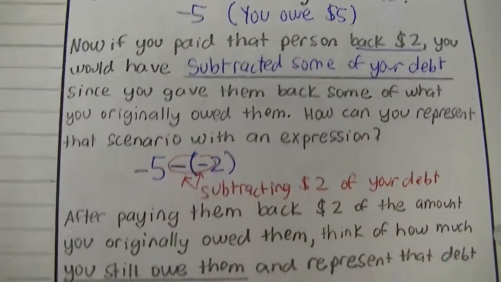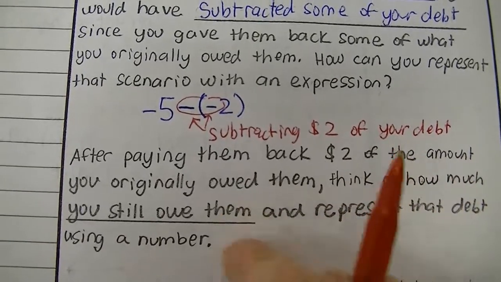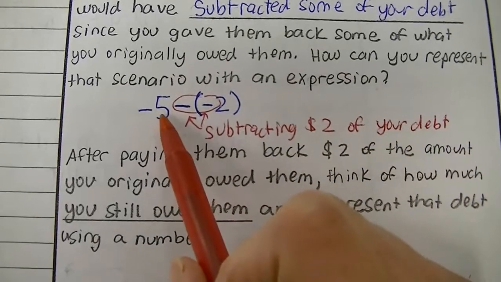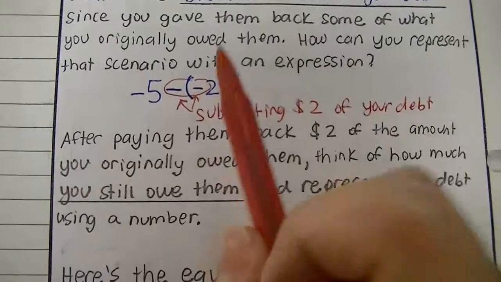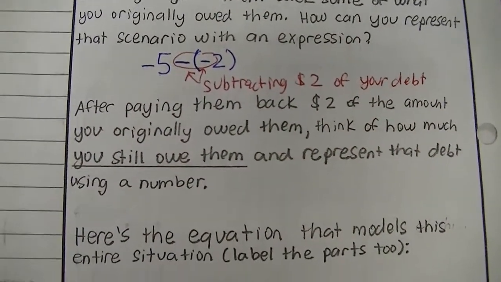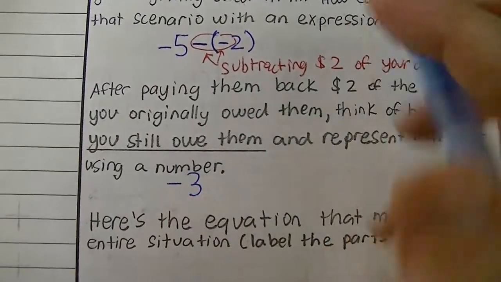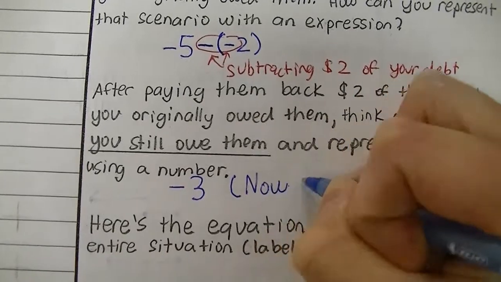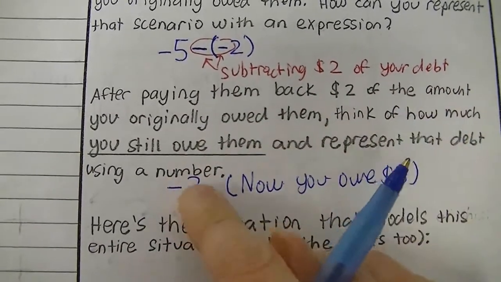Okay? So after paying them back $2 of the amount you originally owed them, think of how much you still owe them and represent that using a number. So I want you to think about that. You owed them $5. You gave them back 2 of the dollars. So how much do you still owe them, and how can you represent that with a number? I would represent it with this number right here, because now you only owe them $3 instead of 5. Okay, and it's negative because you owe them that.